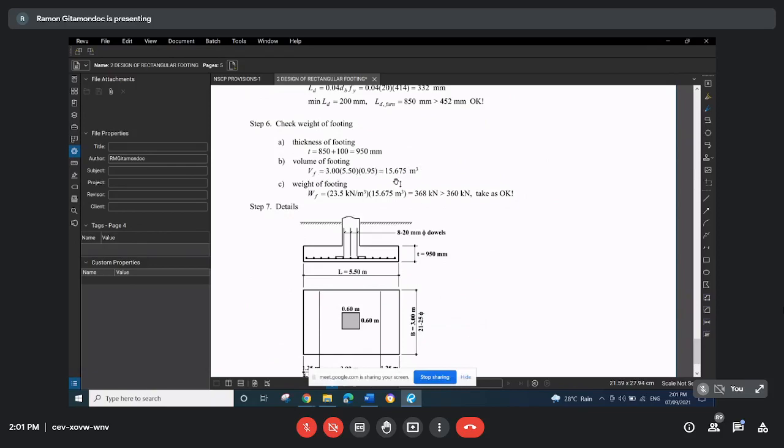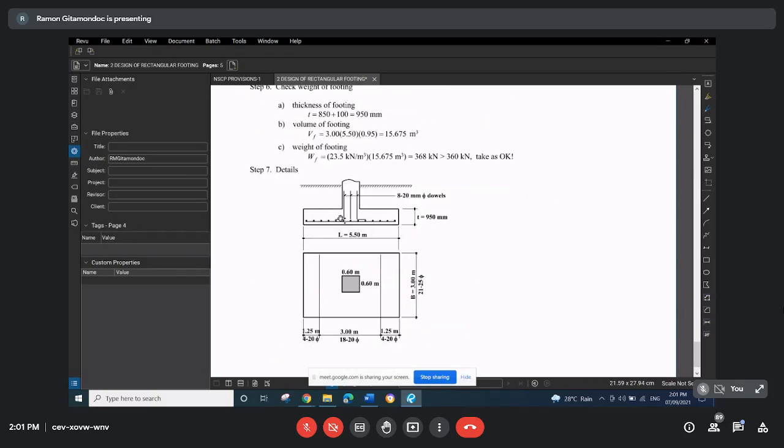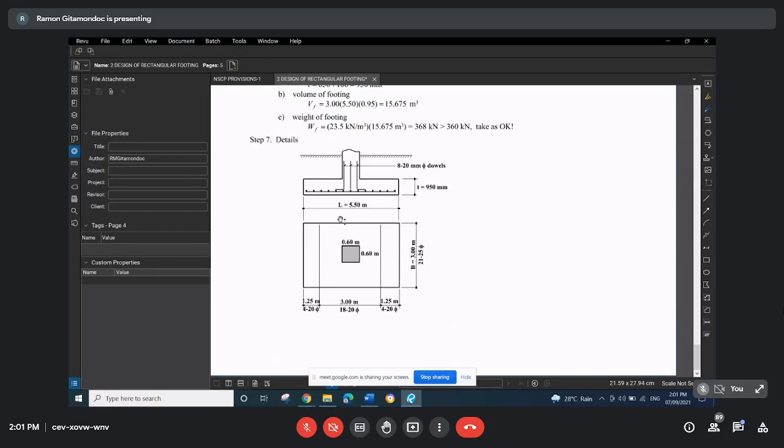And the weight, you just multiply that by the unit weight of concrete, no? So the actual weight of the footing is slightly higher than the assumed weight, no? But the difference is very small, so there is no need to revise the calculation, no? It will not significantly change the final answers.